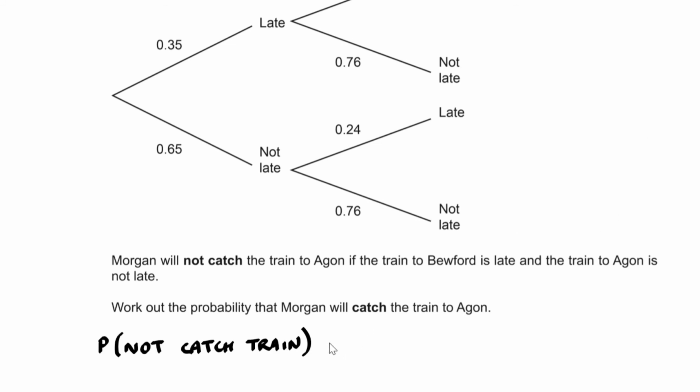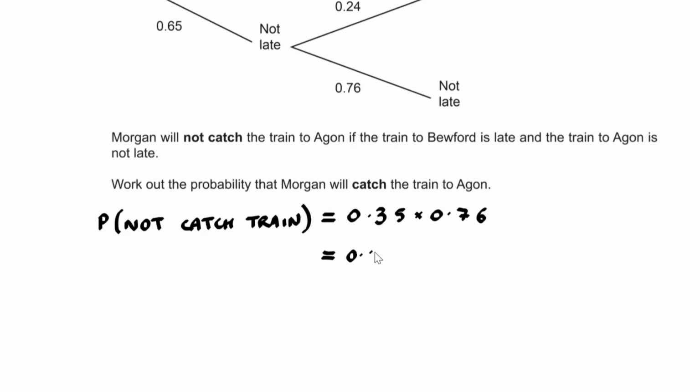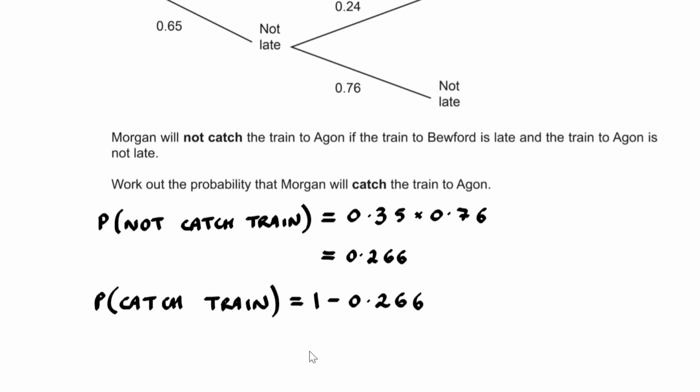So the probability that we do not catch a train, we've got 0.35 times 0.76, and working out what this is equal to, we end up with 0.266. So the probability that she catches the train, we've got 1 subtract 0.266, which is equal to 0.734.